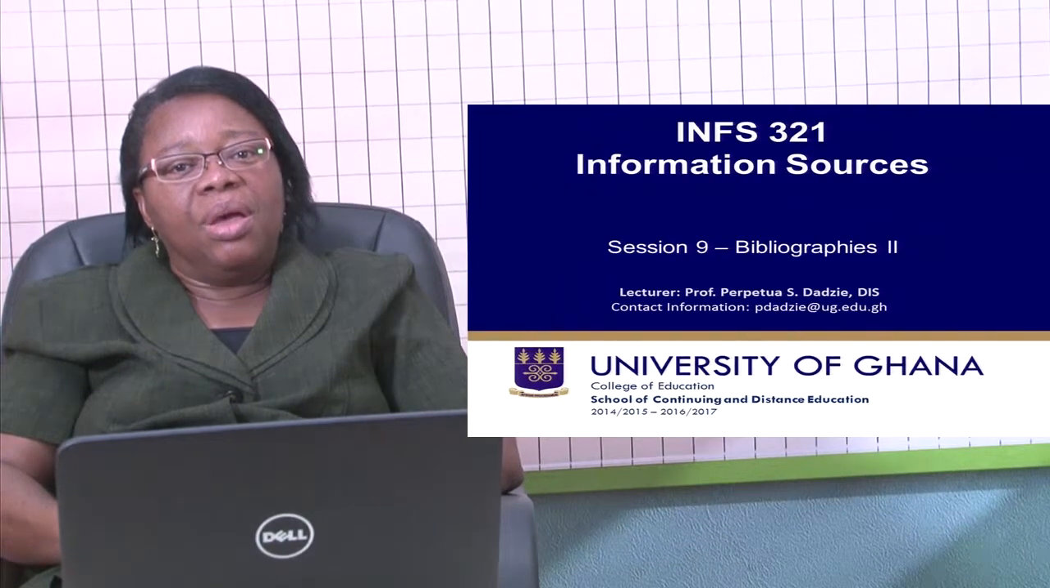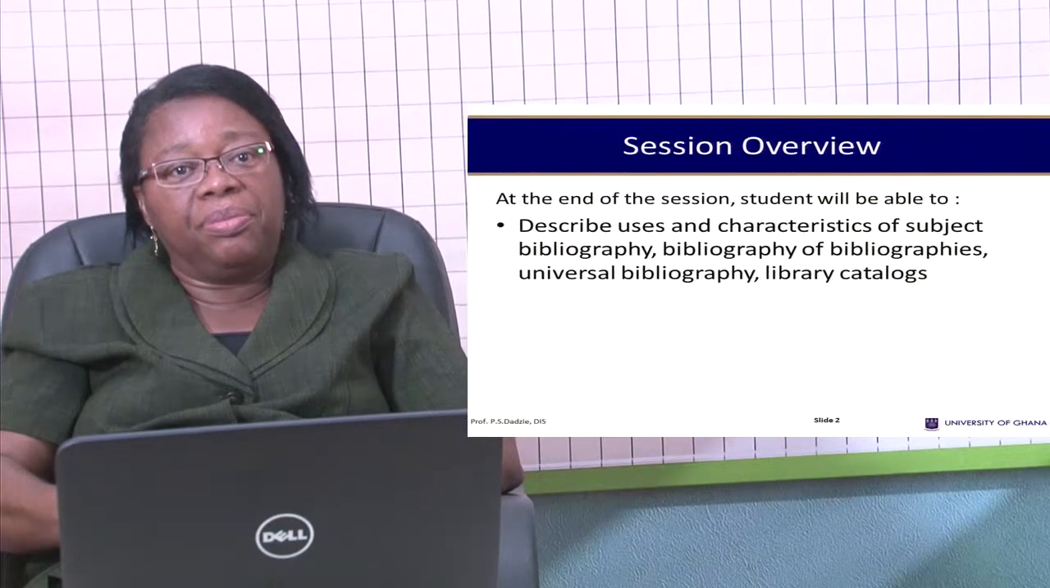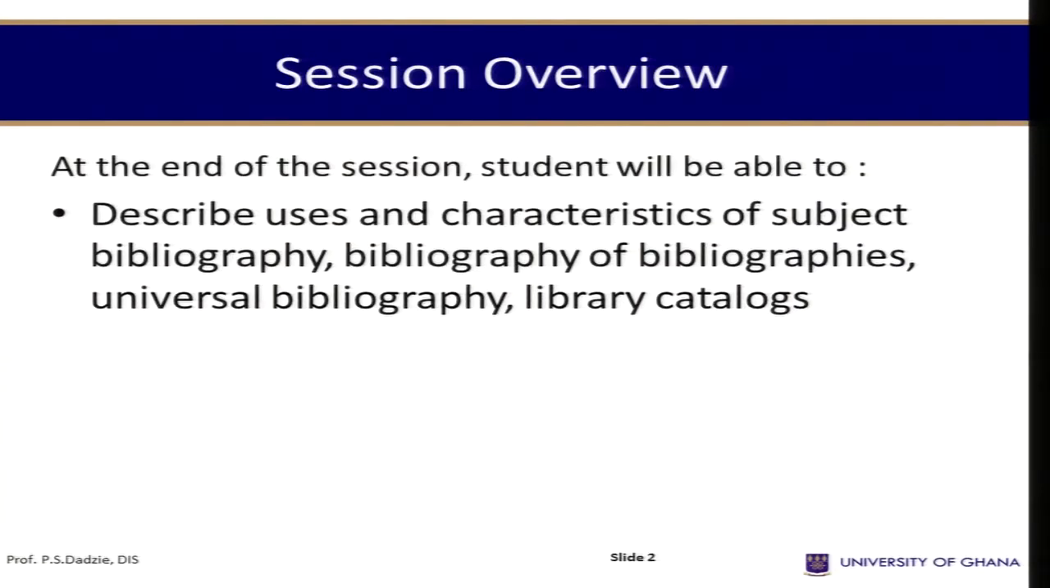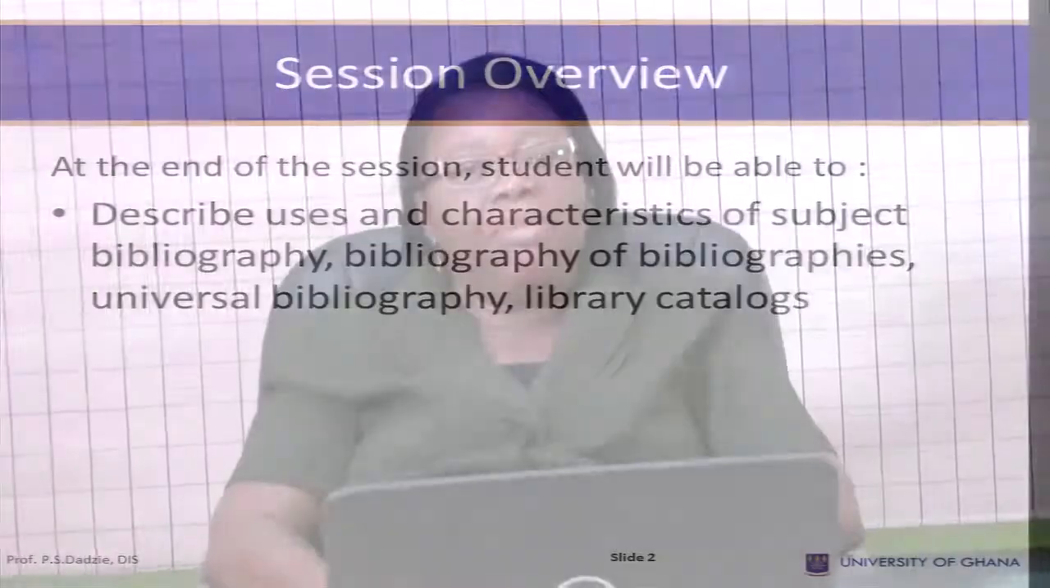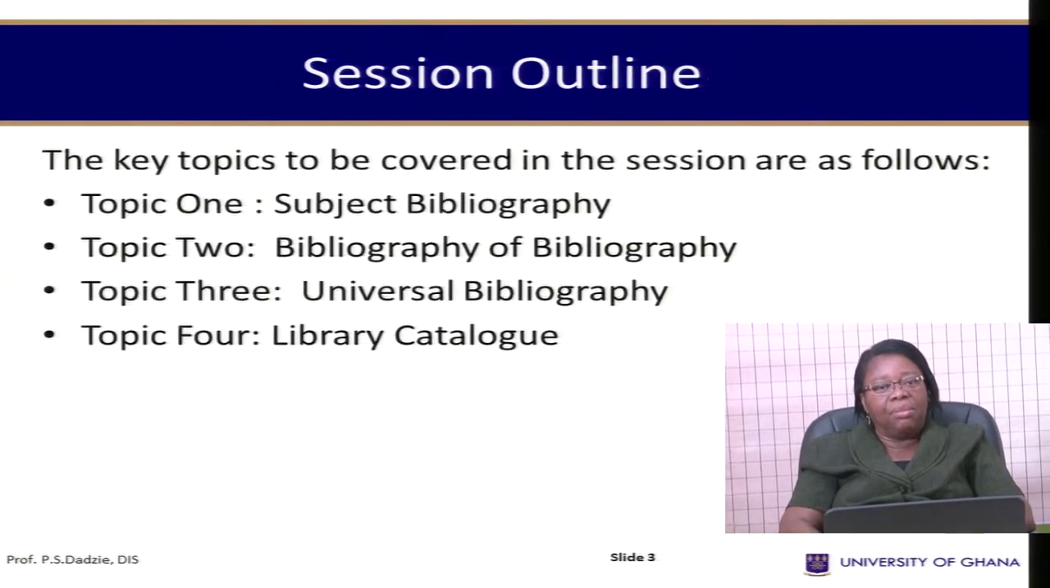In session 9, we continue with bibliographies. You'll recollect we did bibliographies in session 8, and we looked at national bibliographies and trade bibliographies. In this session, we are going to look at subject bibliography, bibliography of bibliographies, universal bibliographies, and library catalogues. These are all bibliographies because they list materials available.